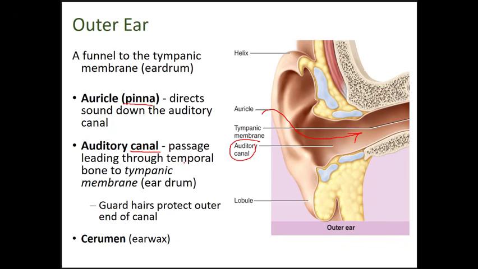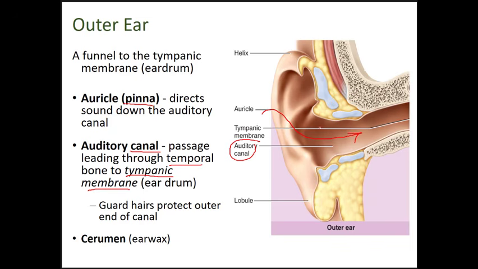And this canal is a passageway through your temporal bone. So here's part of your temporal bone here, and here's a passageway through the temporal bone that developed in utero. And this will allow you to get to your eardrum, which will be shown on an upcoming slide. And the eardrum is more appropriately called your tympanic membrane.